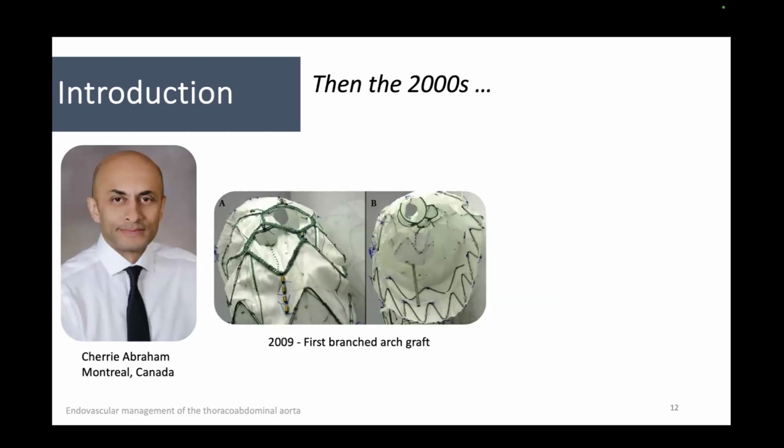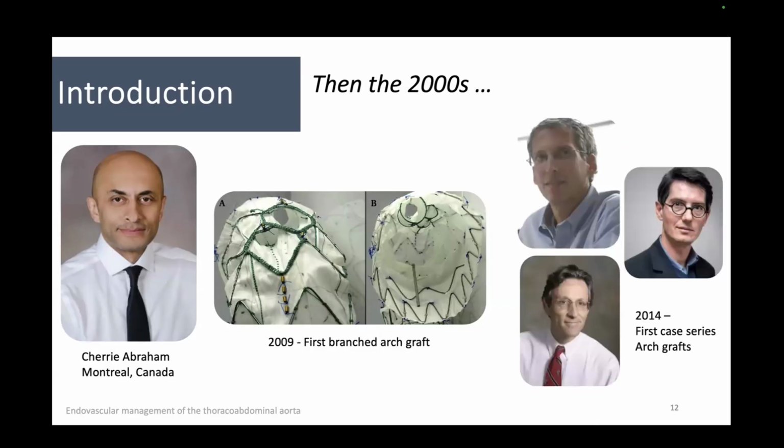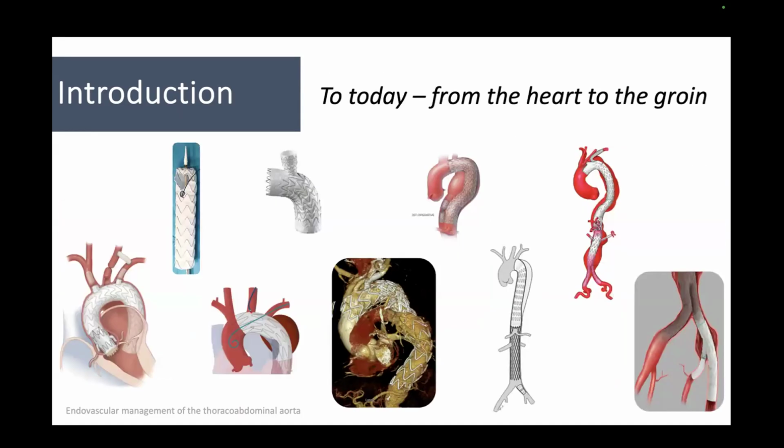In the 2000s, our rock star in vascular surgery, Cherry Abraham from Montreal, Canada, at McGill University, also published the first case of implementation in a human of an endo-branched arch graft in 2009, followed by a series published by the usual suspects, Roy Greenberg and his team, and Tim Tudor in 2014, about the first arch grafts in a series. And today, that's the kind of outlook of what kind of grafts we can have.